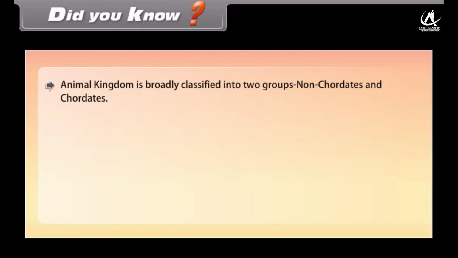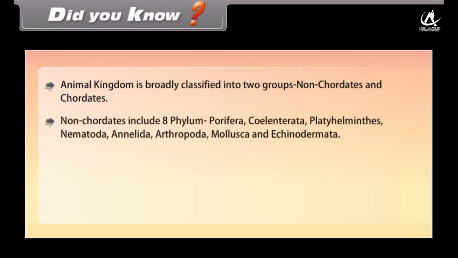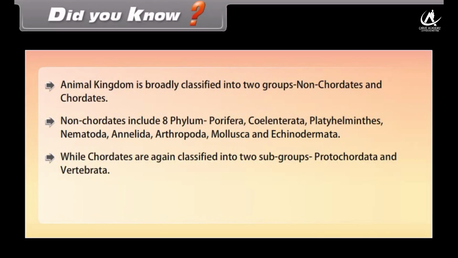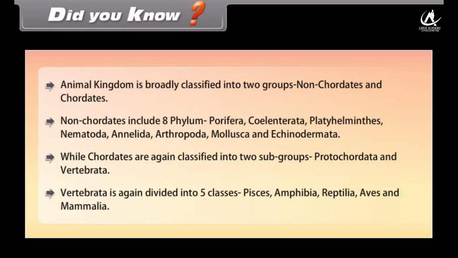Did you know the animal kingdom is broadly classified into two groups, non-chordates and chordates? Non-chordates include 8 phyla: Porifera, Coelenterata, Platyhelminthes, Nematoda, Annelida, Arthropoda, Mollusca, and Echinodermata. Chordates are again classified into two subgroups, Protochordata and Vertebrata. Vertebrata is again divided into 5 classes: Pisces, Amphibia, Reptilia, Aves, and Mammalia.